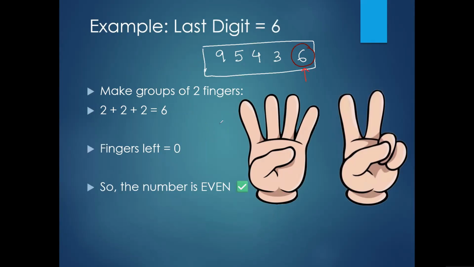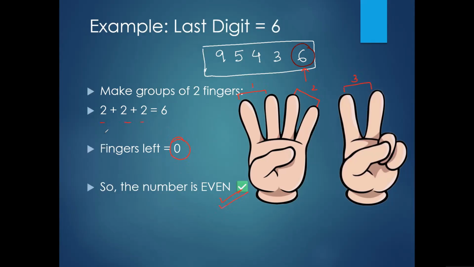Now we divide the number 6 into groups of 2. Open 6 fingers and take groups of 2. So when we look at this, this is one group of 2, then this is the second group of 2 and this is the third group of 2. So how many groups of 2 are there? 3 groups of 2. And how many fingers are left? 0 fingers are left. No finger is left. Since no finger is left, we can say that the number is an even number.